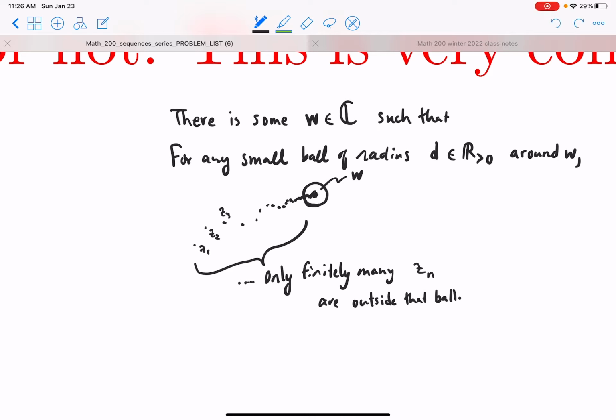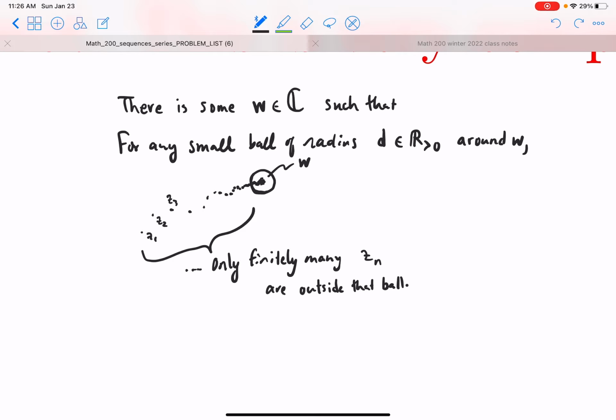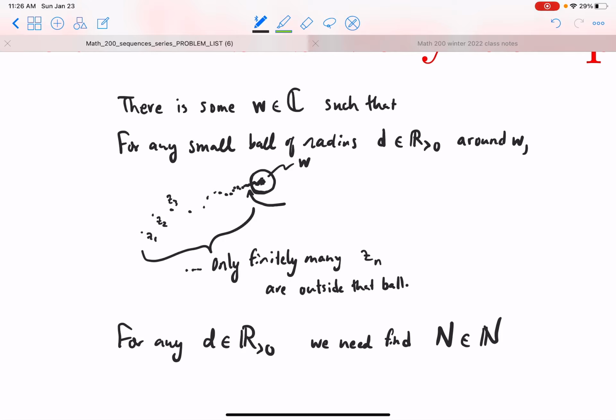Now what that means, to prove this, is that we need to find exactly how many of them are outside the ball. So for any d, we need to find a cutoff point, whatever is the last one that's outside the ball. There should only be finitely many. So basically infinitely many points of the sequence are inside any ball of any size we want.